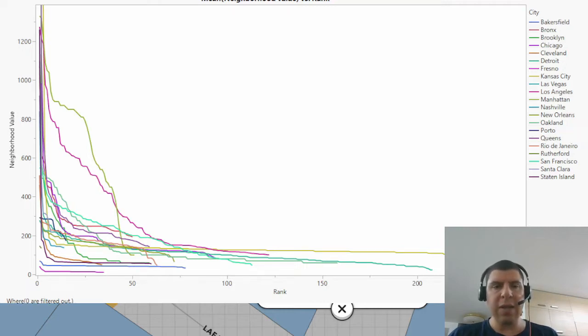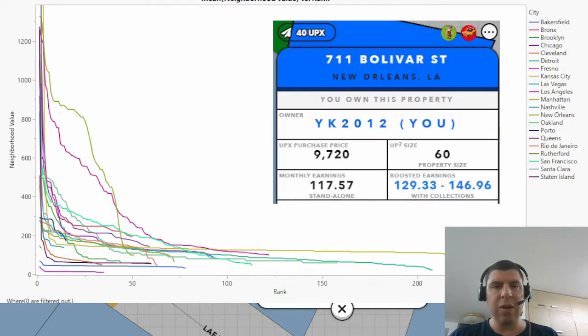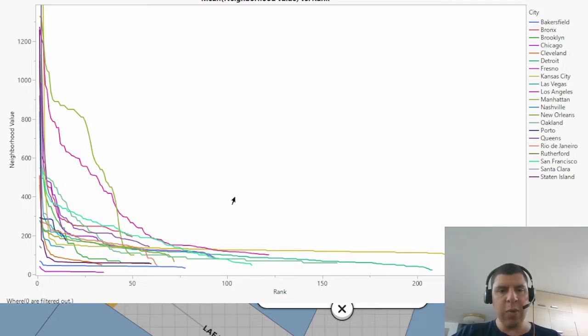On the y-axis, we are looking at neighborhood value, and that is a calculation based on this property card of the initial purchase price divided by the up squared size. So we're looking at how much each up square costs in that neighborhood, and they vary from neighborhood to neighborhood. Just looking quickly at this graph, we can see a couple of things that jump out.